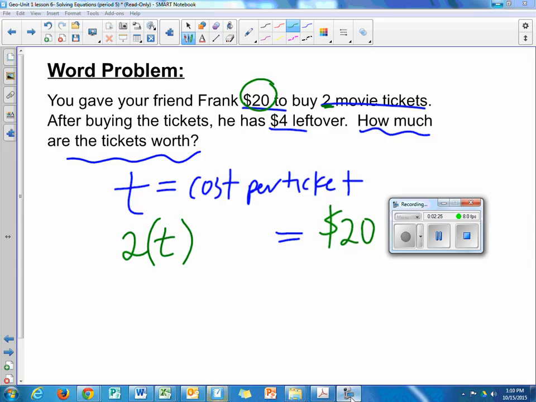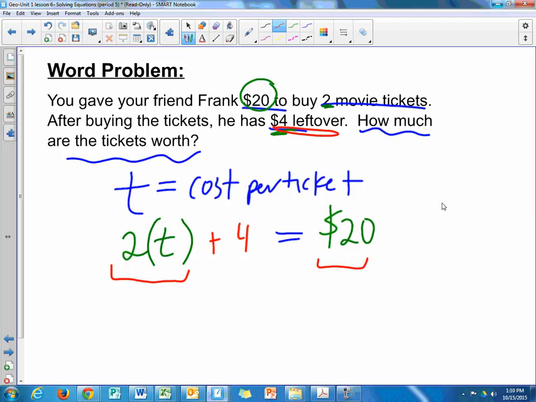So that's interesting because what are we going to do with the 4? Are we going to put the 4 on the right-hand side or on the left-hand side? Well, think about it. You have the cost of the tickets right here. But then if it's left over, meaning you still have that, you still have to add the 4. Then in total, it'll add up to 20 right there. So that's how you know that it is correct.